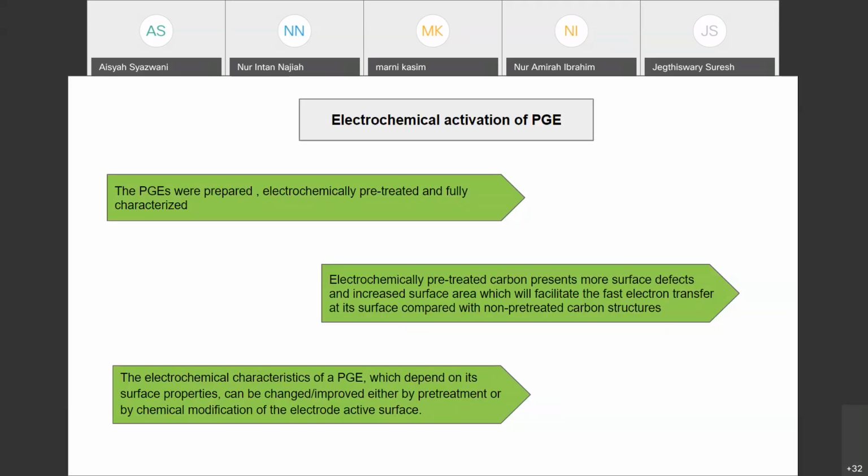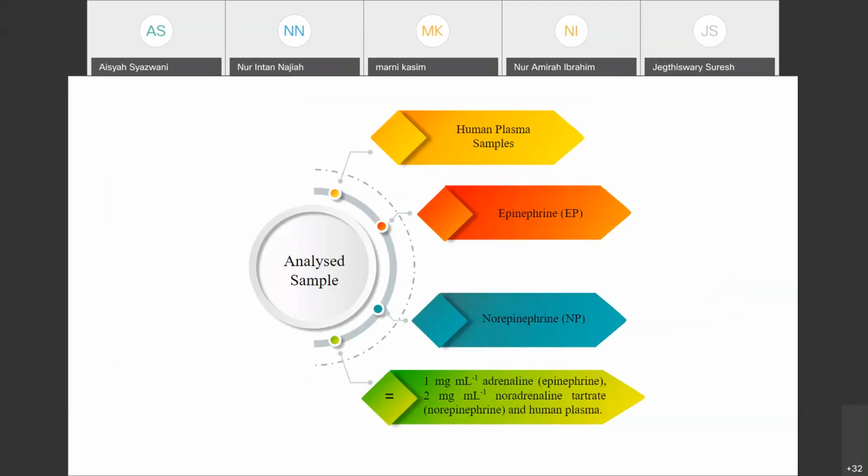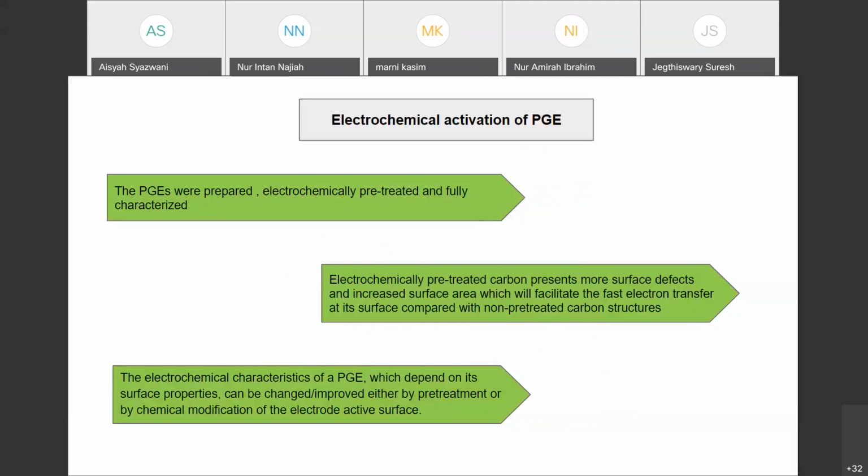The electrochemical characteristic of PGE, which depends on its surface properties, can be changed or improved either by pretreatment or by chemical modification of the electrode active surface. The effective surface area of PGE that was pre-treated was higher than the normal PGE. Okay, next.